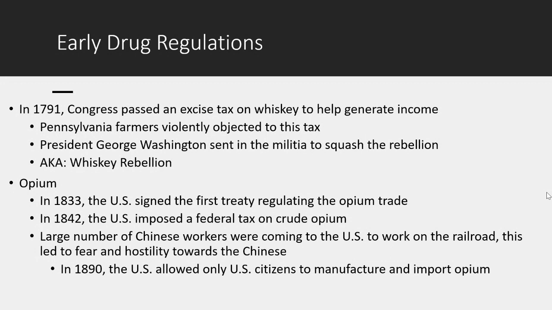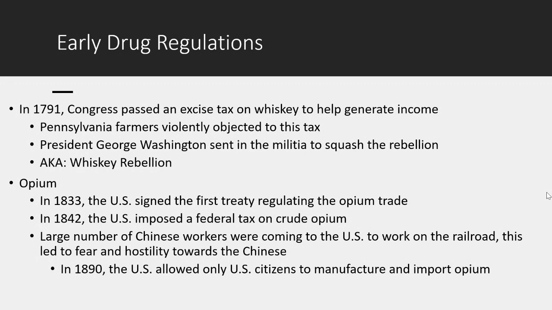In 1833, the U.S. signed its first treaty regulating the opium trade. About 10 years later, they imposed a federal tax on crude opium. During this time, a large number of Chinese workers were coming to the U.S. to work on the railroad, which led to a lot of fear and hostility toward the Chinese. Anytime in U.S. history where you see an influx of immigration, it tends to lead to nervousness, more racism, more fear against whatever group is coming in. During this time, it was the Chinese.